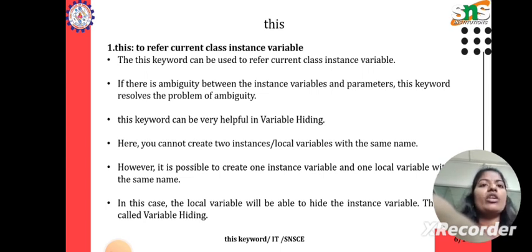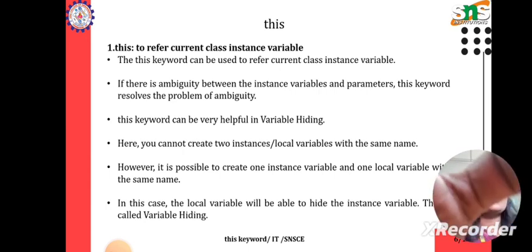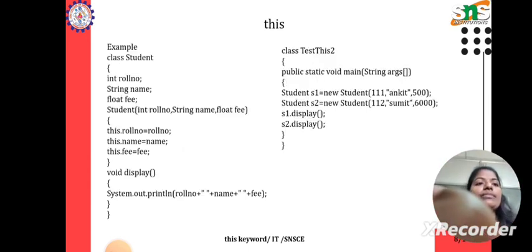Here you cannot create two local variables with the same name. However, it is possible to create one instance variable and one local variable with the same name. In this case, the local variable will hide the instance variable. This can be used to resolve the hidden variable.